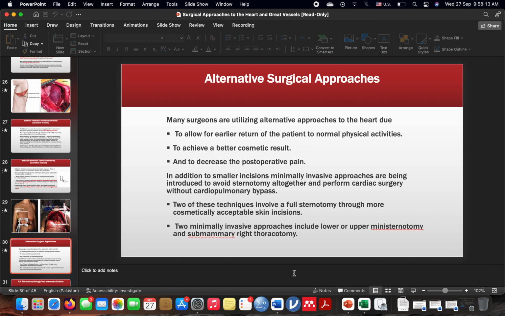Among the surgical approaches for the heart and the blood vessels, we have discussed the median sternotomy in the first lecture. In the second lecture, we discussed the thoracotomies: lateral, axillary, and posterolateral. And now in this lecture, we will mainly focus on the alternative surgical approaches to the heart and the blood vessels.